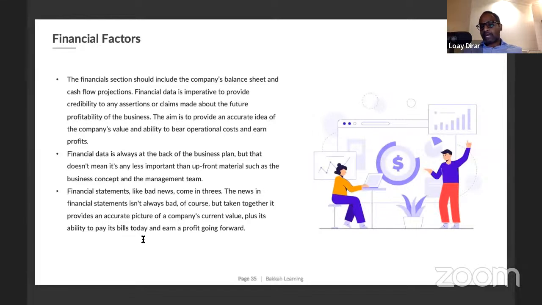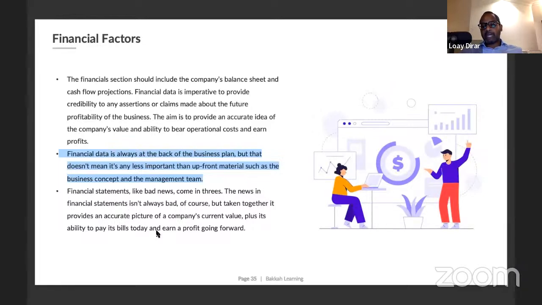The aim is to provide an accurate idea of the company's value and ability to bear operational costs and earn profits. And financial data is always at the back of the business plan, but that doesn't mean it's any less important than upfront materials such as the business concept and the management team. Yes, one of the success factors for every business case is to come up with the right financials and to apply the right financial models as part of your business plan.